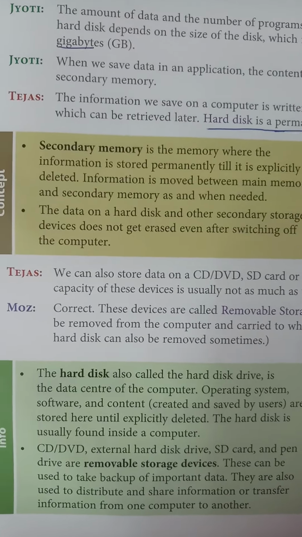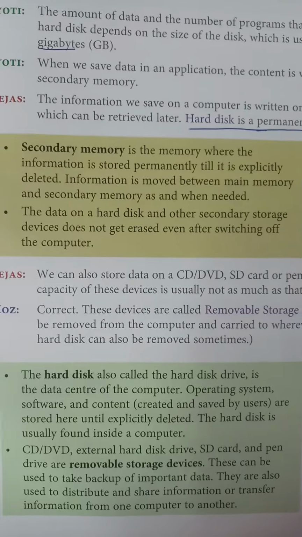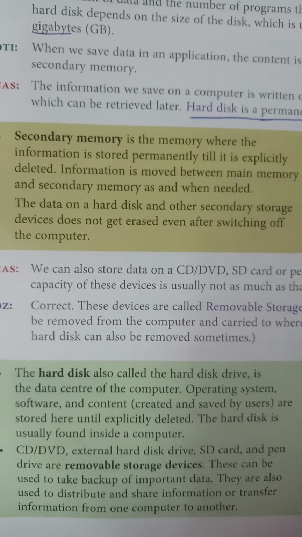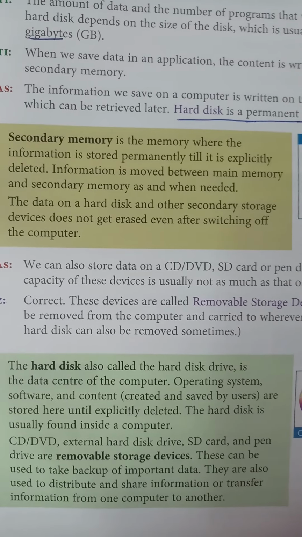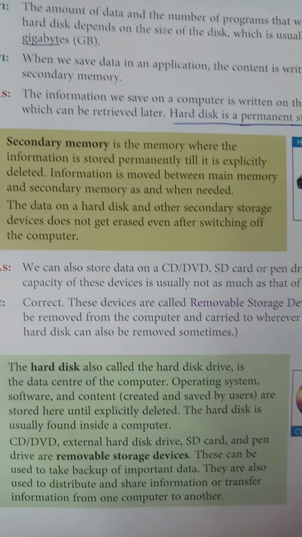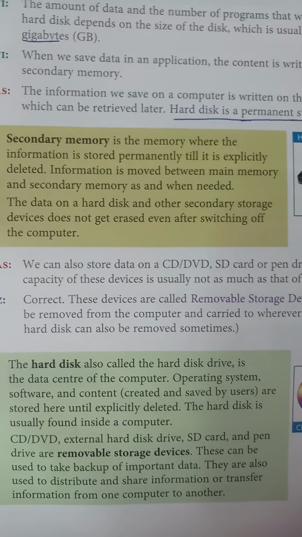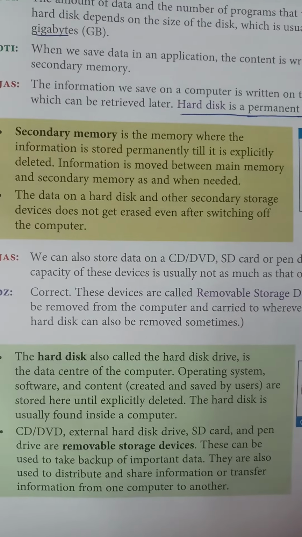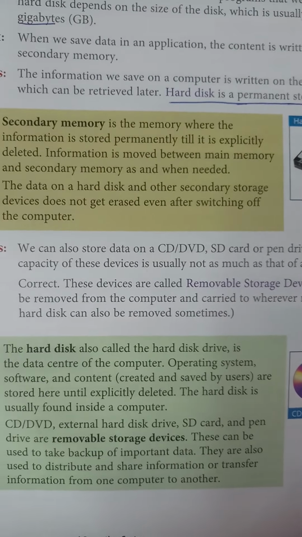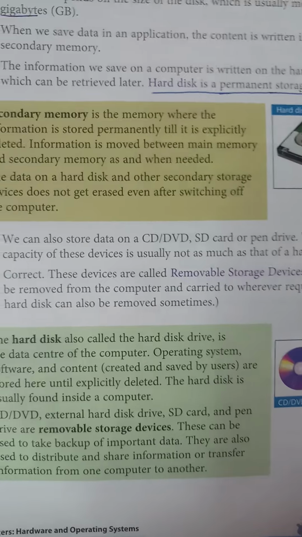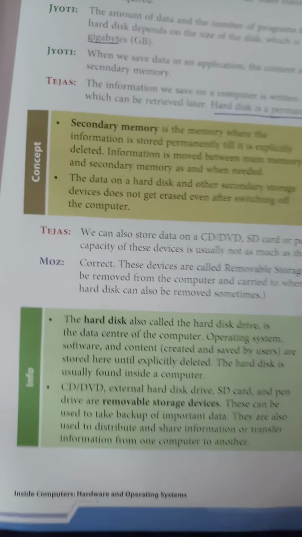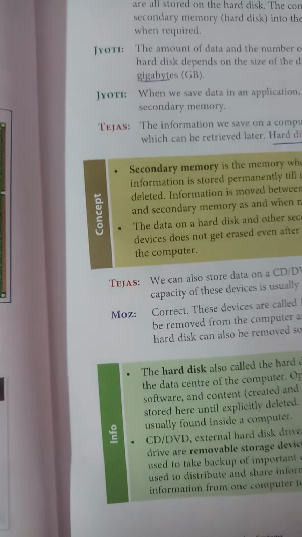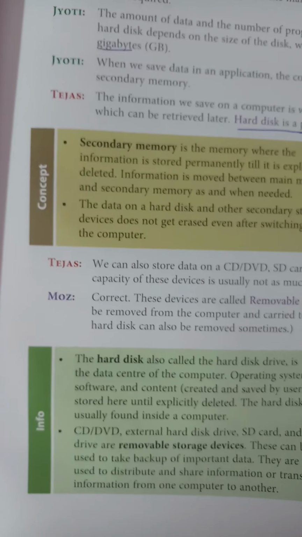CD, DVD, external hard disk drive, SD card and pen drive are removable storage devices. These can be used to take backup of important data. They are also used to distribute and share information, or transfer the information from one computer to another computer, or from one device to another device.